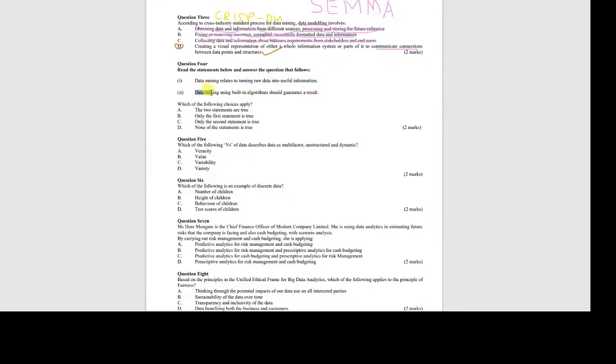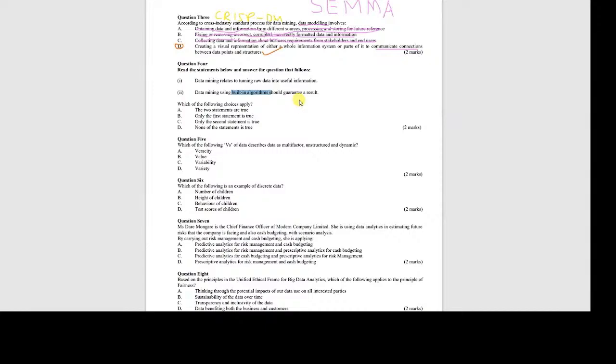Roman 2, data mining using built-in algorithms should guarantee a result. Should do what? Should guarantee a result. Is this statement true or false? The statement is true because the reason for having built-in algorithms is so that a result may be guaranteed. Because if the result is not guaranteed, then there is no point of having built-in algorithms.